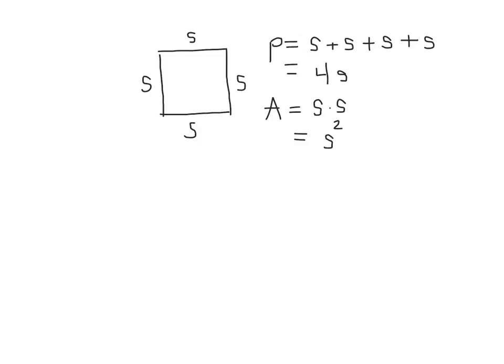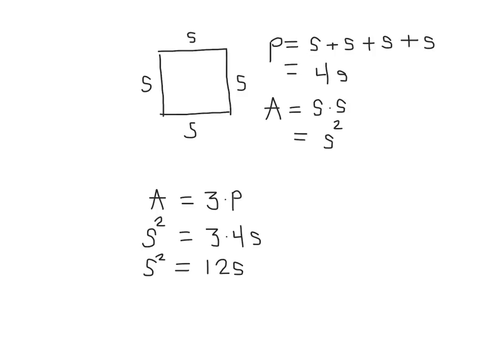So now back to the statement: area is 3 times the perimeter. So area can be replaced with S squared, and then that perimeter that we got of 4S needs to be multiplied by 3. And now we have an equation. We're going to need to solve for S. So we'll have S squared is equal to 12S.